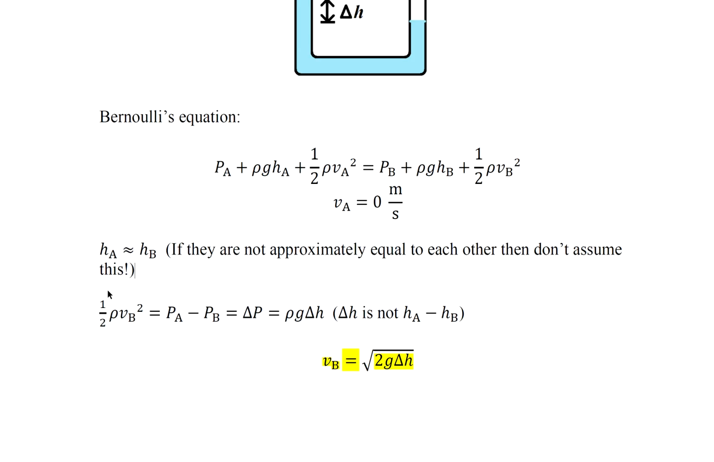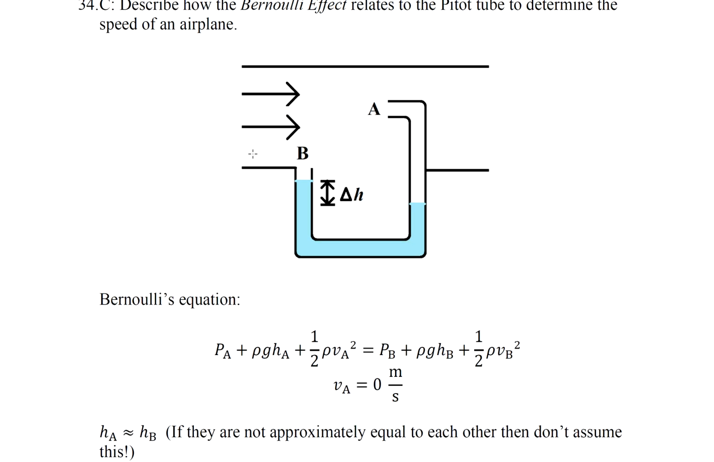So we're going to use this equation here. If we could solve for delta H, we know rho and g, and we could just solve for V sub B. V sub B is the speed at which this wind goes to the right at point B. And like I said, at point A, the wind just hits this part of the tube and it stops. So that speed is 0.